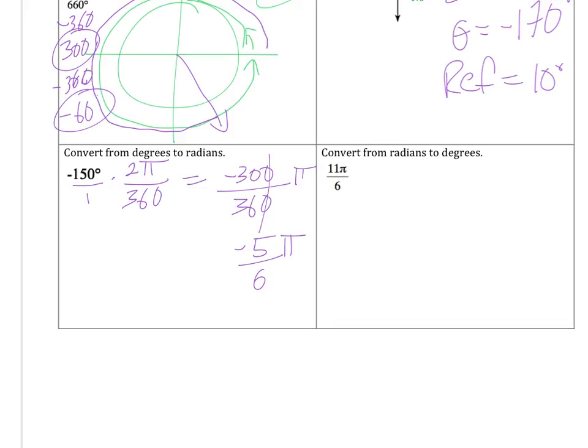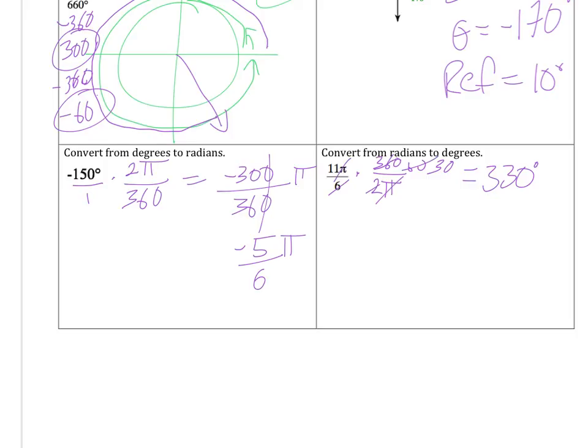Okay, converting from radians to degrees, I'm going the opposite way, so I know I'm going to be dividing by 2 pi and multiplying by 360. My pi's can cancel out before I do any math. I like cross-canceling. That's helpful. 360 divided by 6 is going to be 60. And then 60 divided by 2 is going to be 30. So 11 times 30 is going to be 330 degrees.